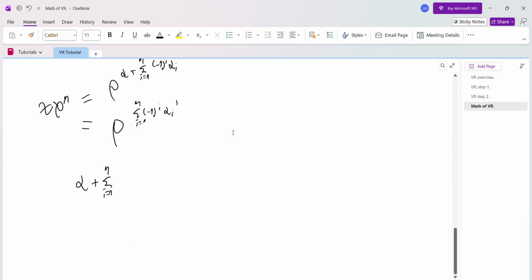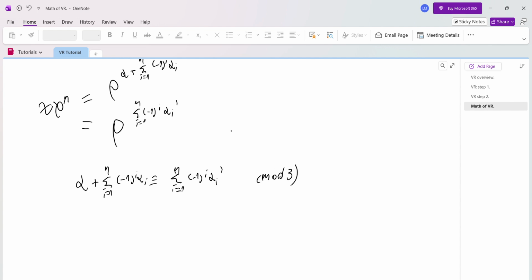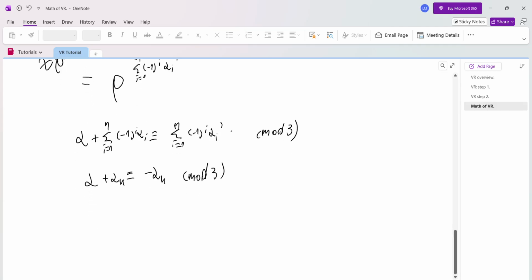So we get modulo 3. Now we can cancel a lot of things here because remember most of the alpha i's are the same. So basically we get alpha plus alpha k congruent to minus alpha k modulo 3. And from here, we can subtract alpha k from both sides, and -2 is congruent to 1, which means alpha k is congruent to alpha modulo 3.